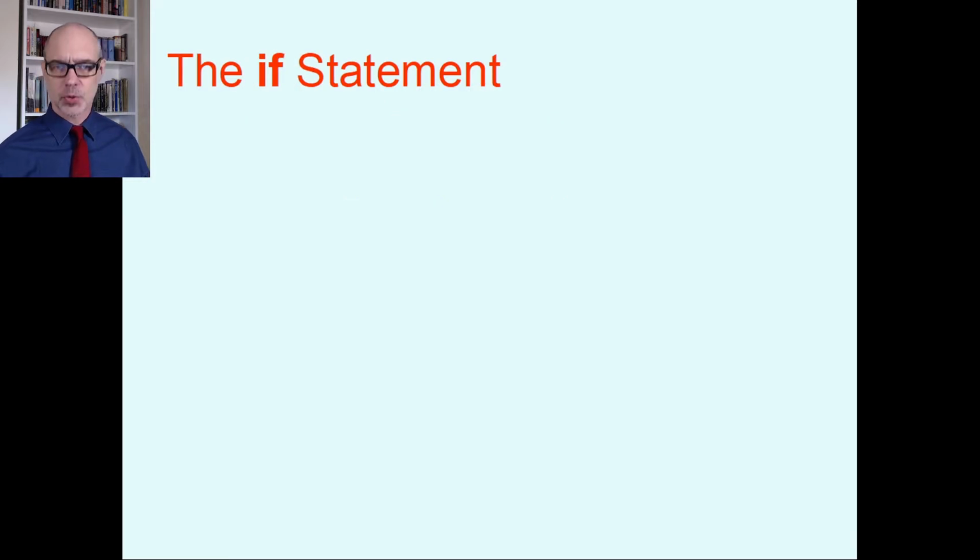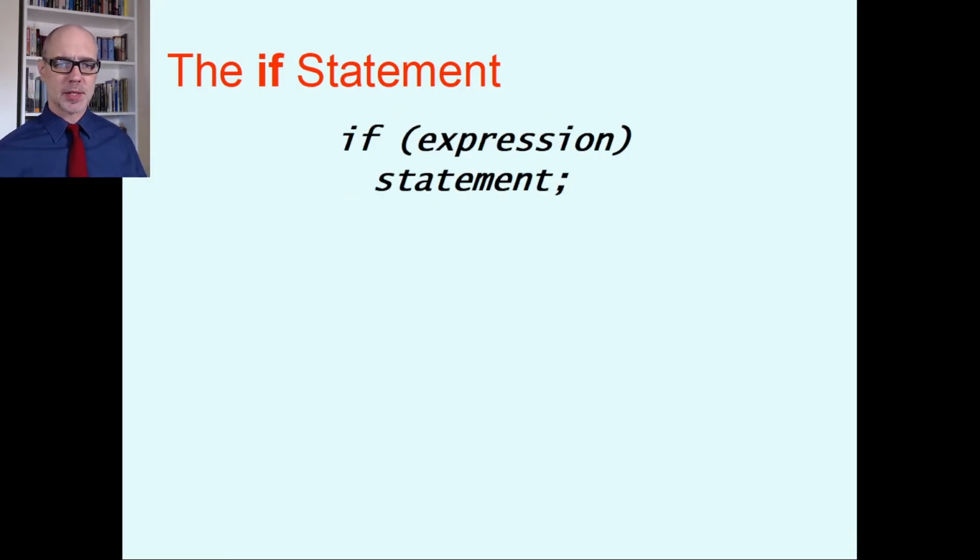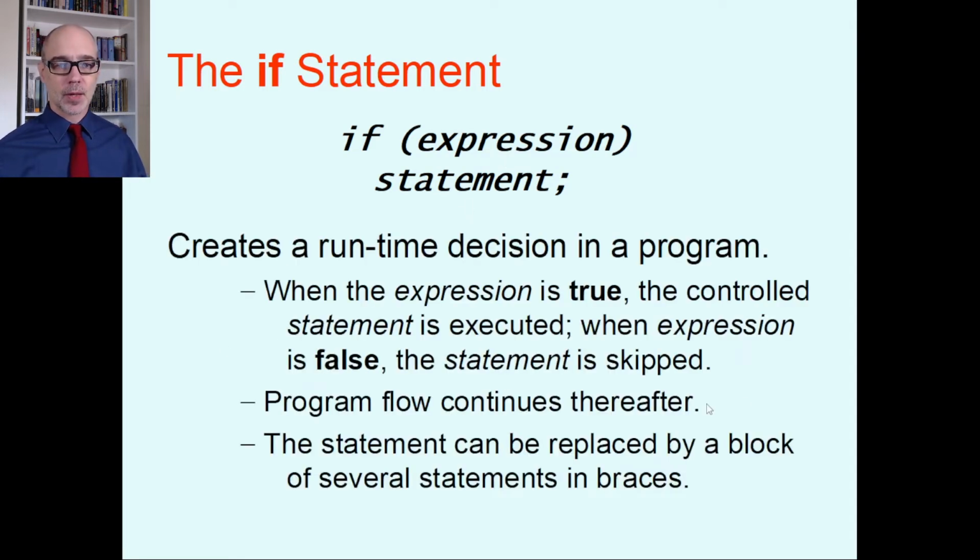Let's look at that. So here's the if statement. It's going to look like this. You're going to see if, and parentheses with a Boolean expression, probably one of those relations that we were just talking about. And then right after that, there's a statement that's being controlled. This is how you make a runtime decision in a program. If that Boolean expression in the parentheses is true, then the controlled statement will be executed, will be run, will happen. But if the expression is false, then that statement is just skipped over. And you go on to the next line right after it, and the program runs the way it normally does. Now, in this example here, I'm just showing you one single statement being controlled.